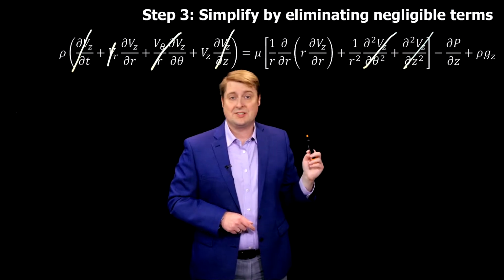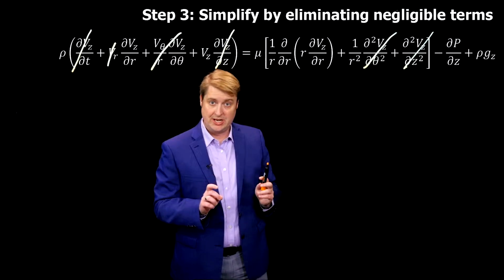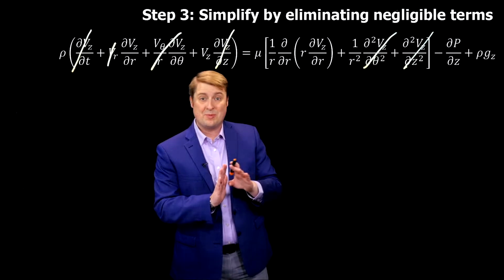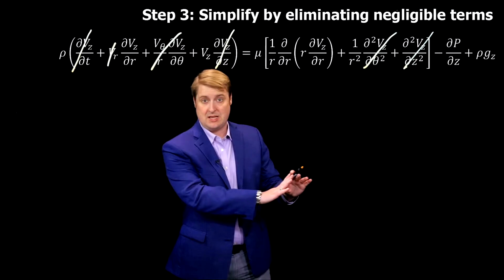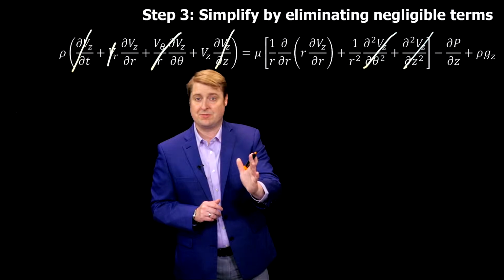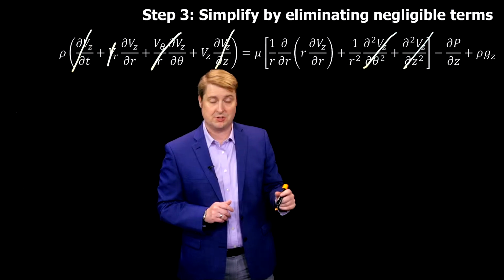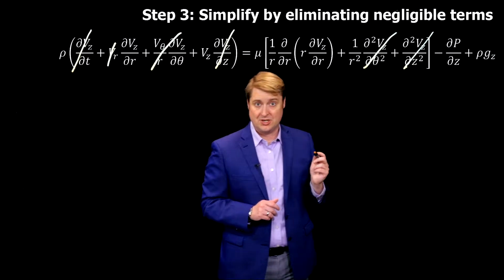All right, so now we're down to these last two terms. The first one is the pressure change as a function of z. Well, remember, we have fluid flowing in a pipe. The reason that the fluid is flowing in the pipe in the first place is it's flowing from a region of higher pressure to a region of lower pressure. That's why the fluid would be flowing in the first place. So we can't get rid of that term.